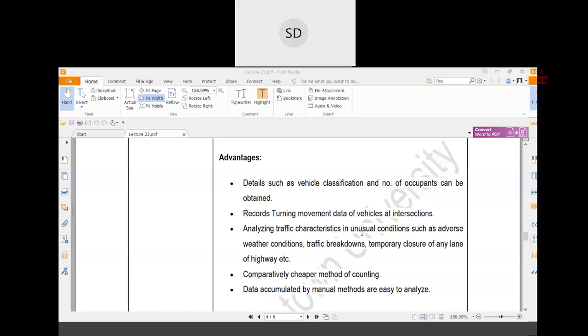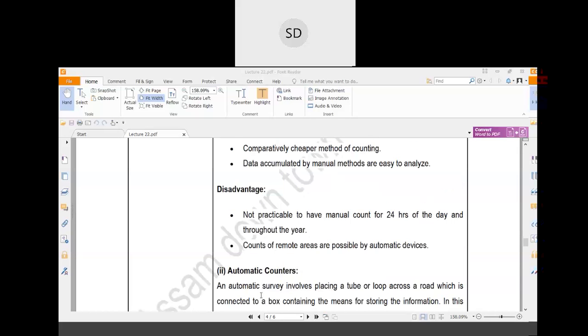Analyzing traffic characteristics in unusual conditions such as adverse weather conditions, traffic breakdowns, temporary closure of any lane of the highway, etc. could be done. Then it is a comparatively cheaper method of counting, because in that case you do not need anything, you need some persons and some papers where you put the numbers. And data accumulated by the manual method are easy to analyze because all these data are sorted. You just need to analyze the data because all these things are sorted in the manual count method.